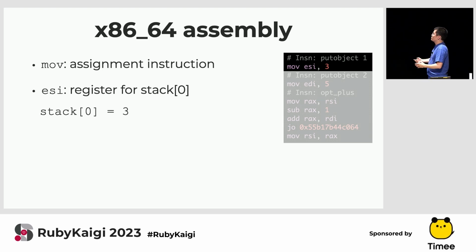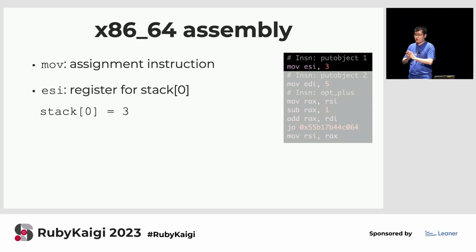In YJIT, we use ESI or RSI for the stack operation purposes. So as I explained, the Ruby virtual machine uses a stack for operations for the Ruby instructions. And for example, when we see the first instruction, put object 1, we push the object 1 into the first slot of the stack, which is stack 0, and we use ESI for stack 0, so which is why it's assigning 3 to ESI, and 3 is the integer representation for 1.